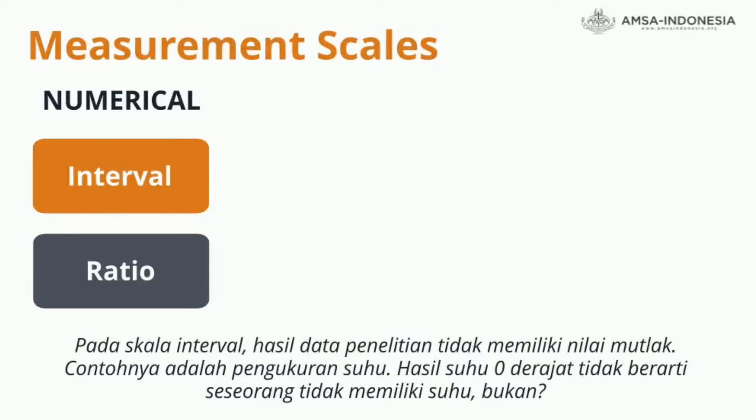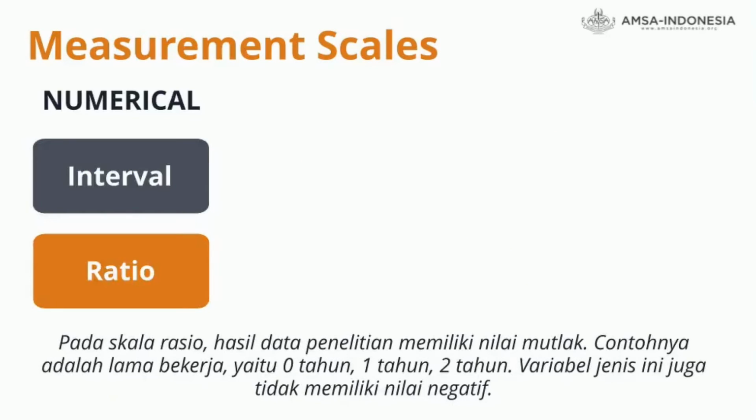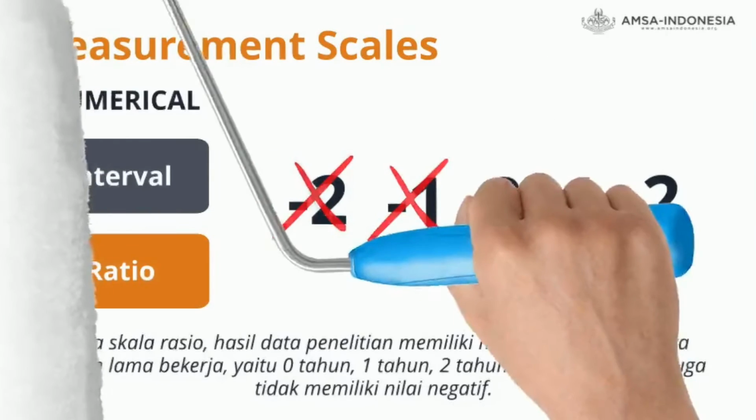In interval scale, the result does not have a null value. An example is temperature. 0 degrees does not mean temperature is non-existent, right? In ratio scale, the data has a null value. For example, the duration of employment, which is 0 year, 1 year, and 2 years. This type of variable does not have a negative value.